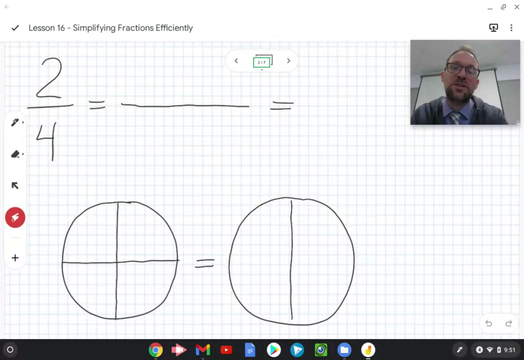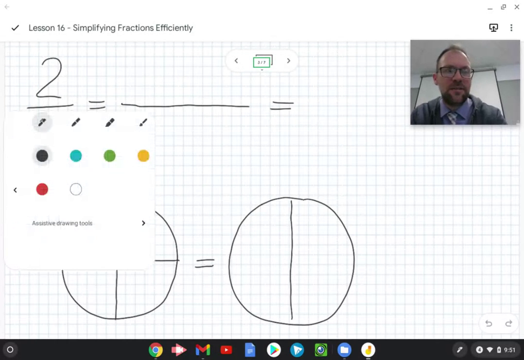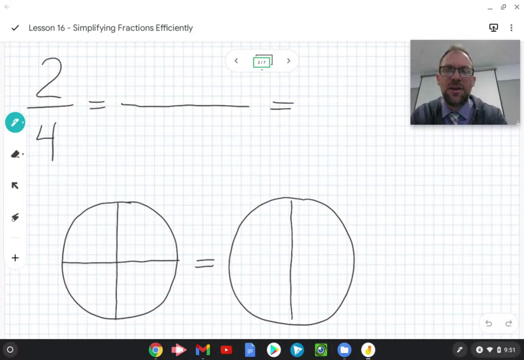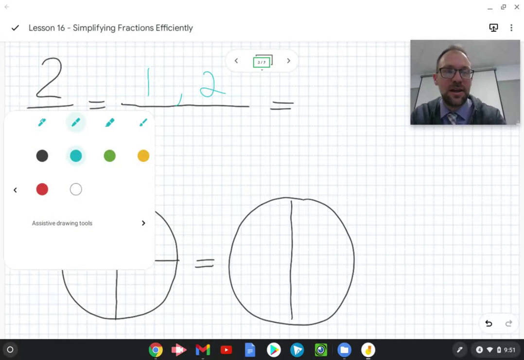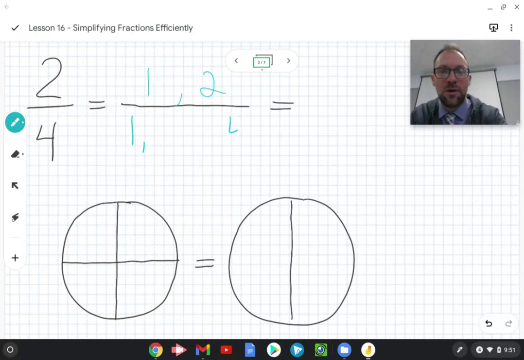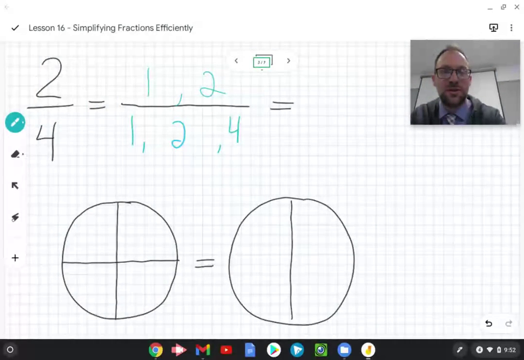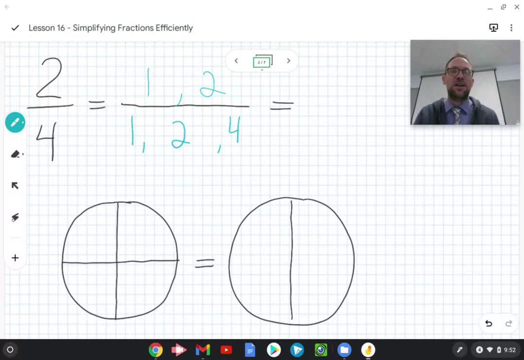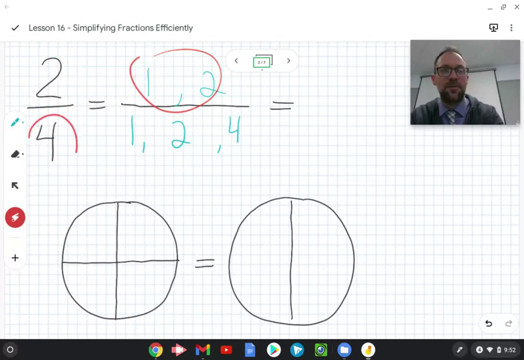Our first example is 2/4. Let's go ahead and do step 1. Let's find all the factors of the number 2. There's 1 times 2. Now let's do 4. Find all the factors of 4. We have 1 times 4, and 2 times 2. We have factored both the numerator 2 and the denominator 4.